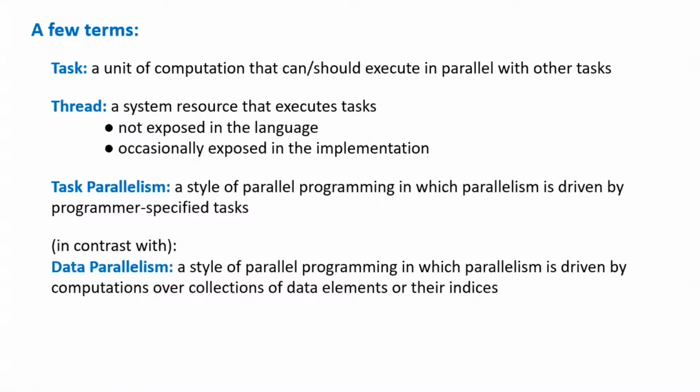So as usual, when we talk about parallel computing or parallel programming, there are a few terms that will come up. One is the task. The task in Java is the concurrent task. It's a unit of computation that can or should execute in parallel with other tasks. Tasks are pretty much independent of each other. It's a concurrent task, so it should be straightforward.